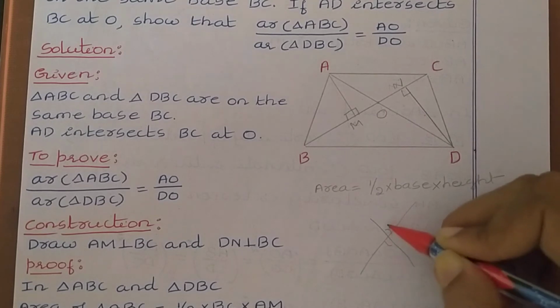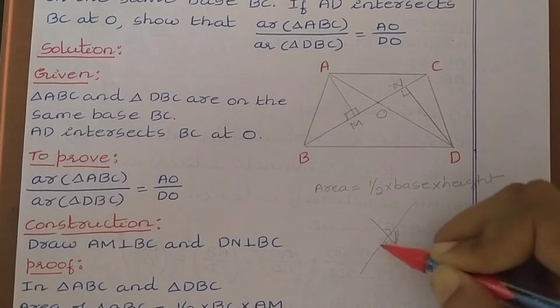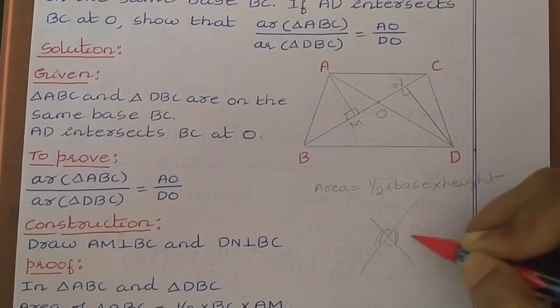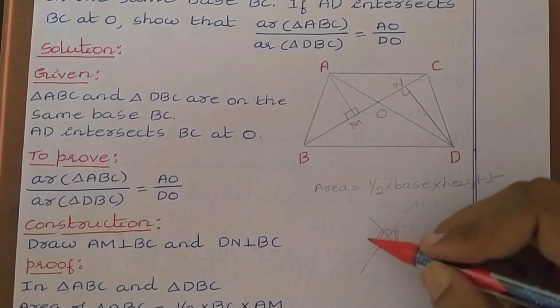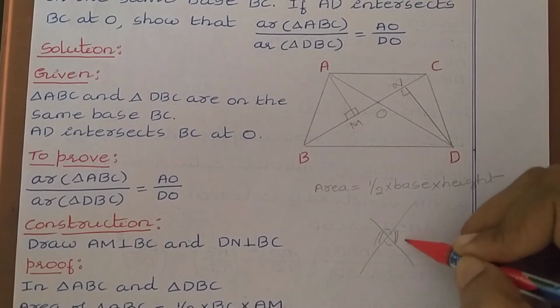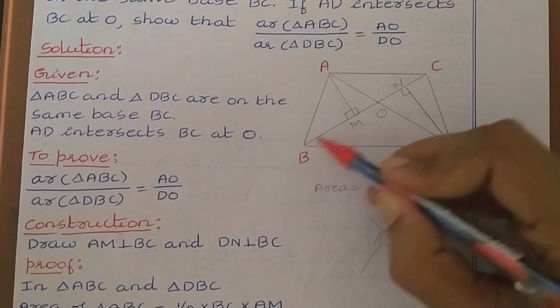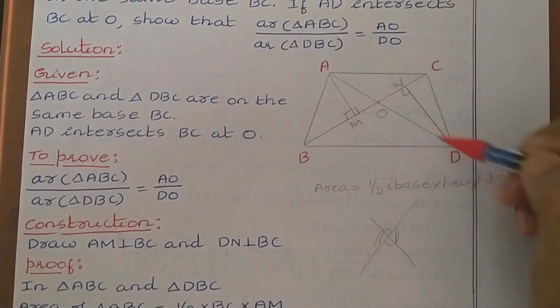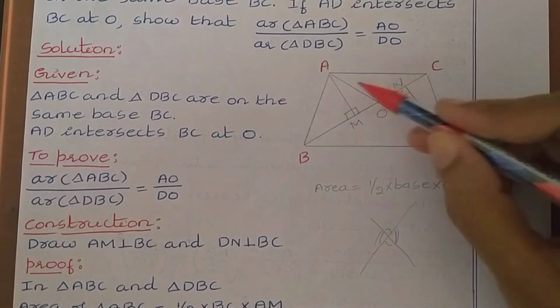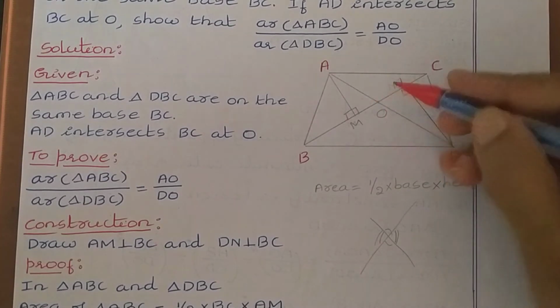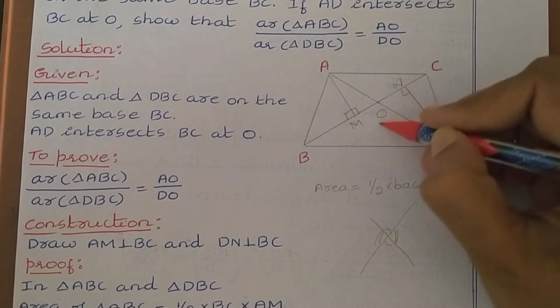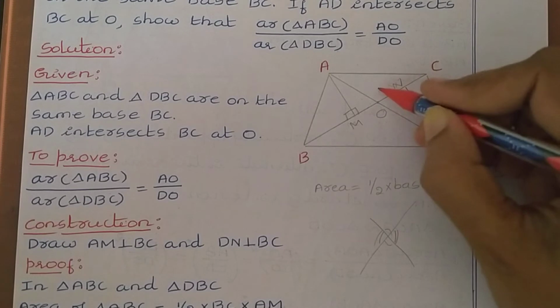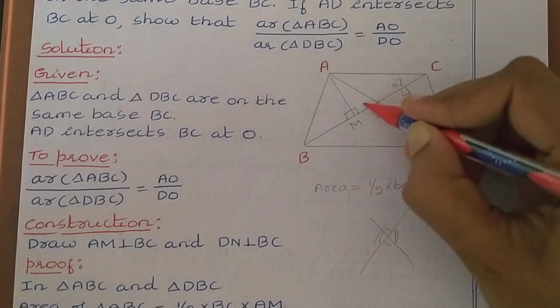Here this angle is equal to this and this angle is equal to this. These angles are known as vertically opposite angles. Here also you can see we have the BC line as well as the AD line. These two lines are intersecting with each other. So here four angles are created. So this angle is equal to this and this angle is equal to this.